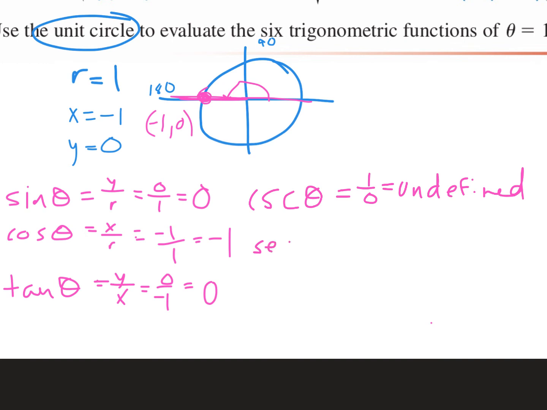Next, we have secant. What would our secant theta be? Awesome. 1 over negative 1, which is just negative 1. And then lastly, we have cotangent. Tangent was 0 over negative 1. So negative 1 over 0, which is undefined.